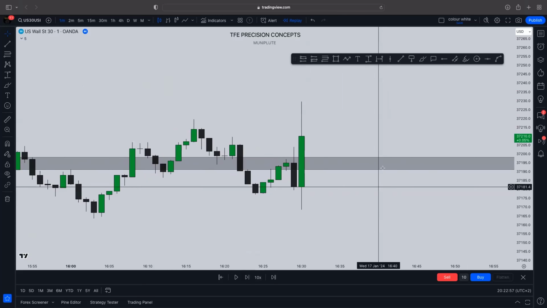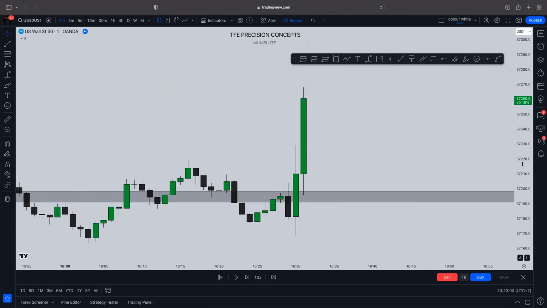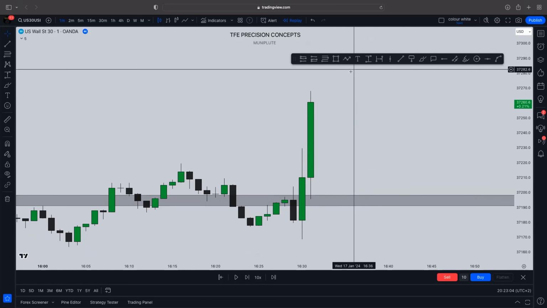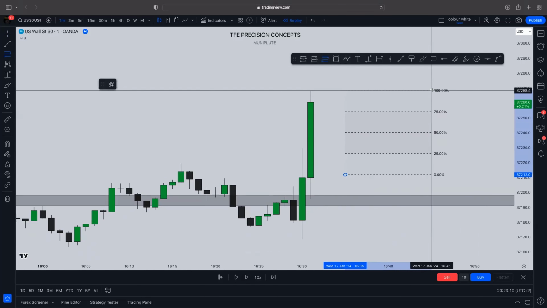The next candle shows us who's in control. Buyers. Now, I want to show you something. I know buyers are in control, but I want to show you guys a little trick. I use this little tool here.